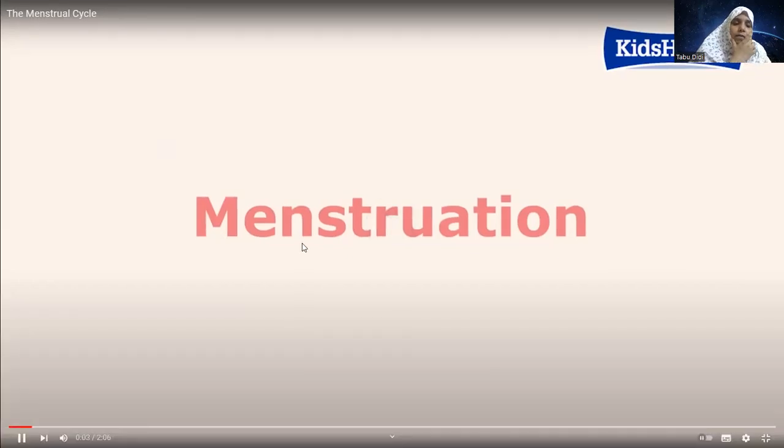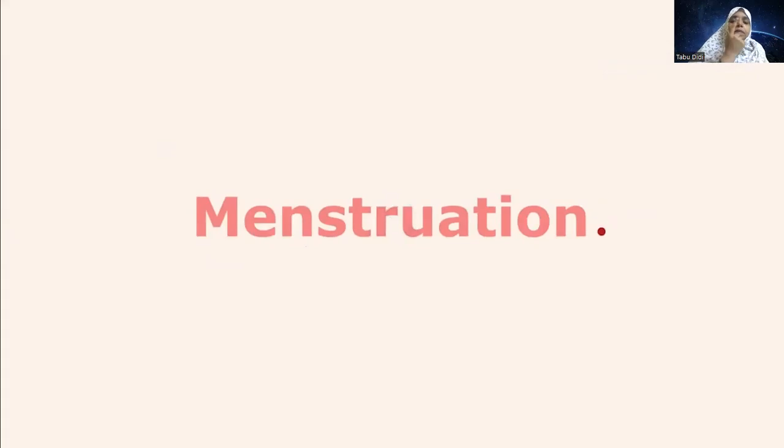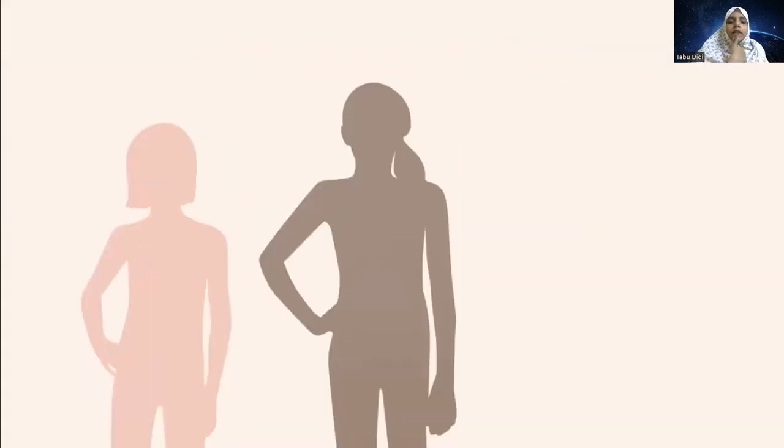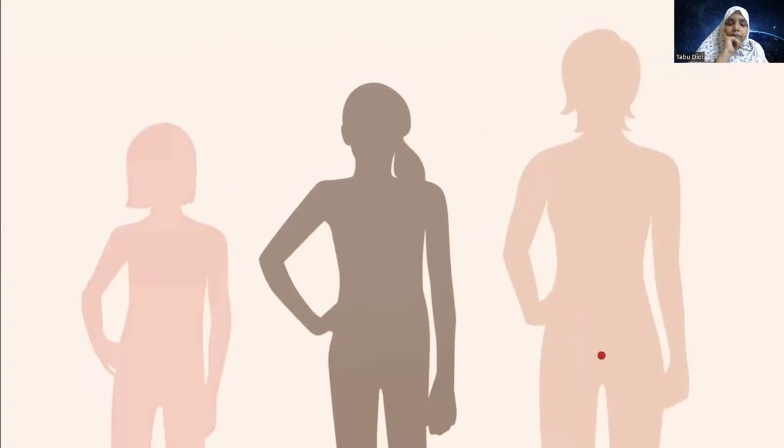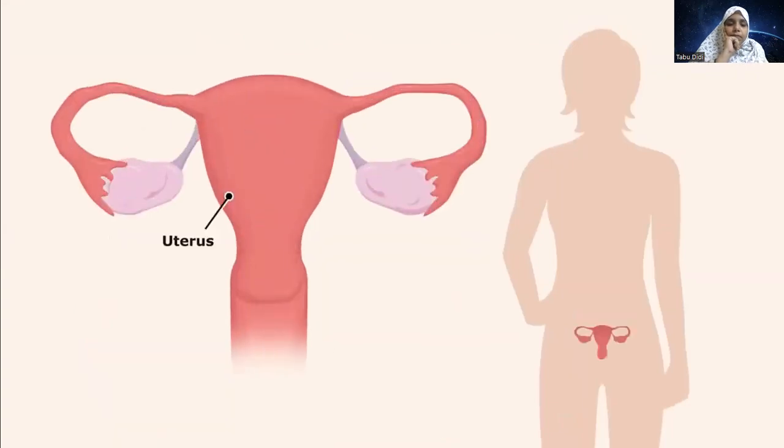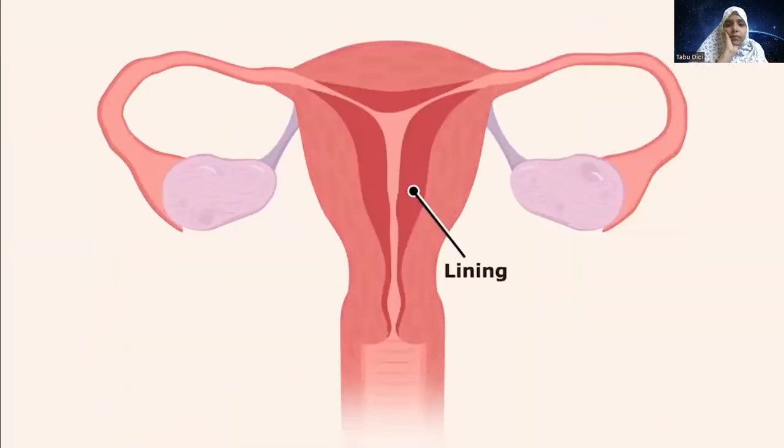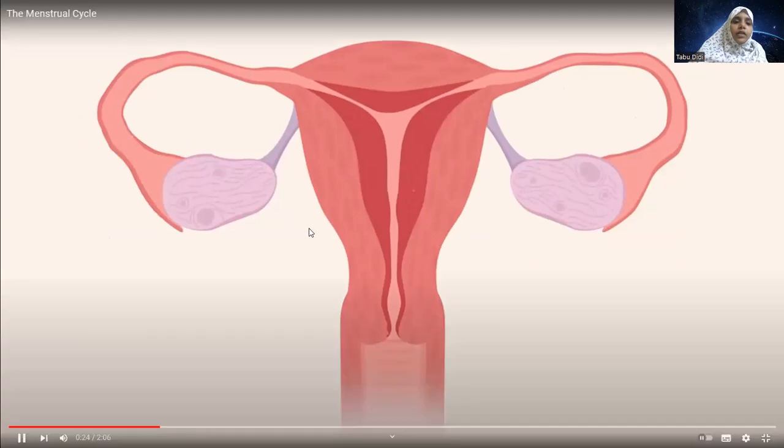Also called having a period. As girls get older and their bodies change, they get their periods. The uterus is the part inside the body where a baby grows when a woman is pregnant. The inner lining of the uterus supports and nourishes the developing baby. If there is no baby, the lining is shed during her period.